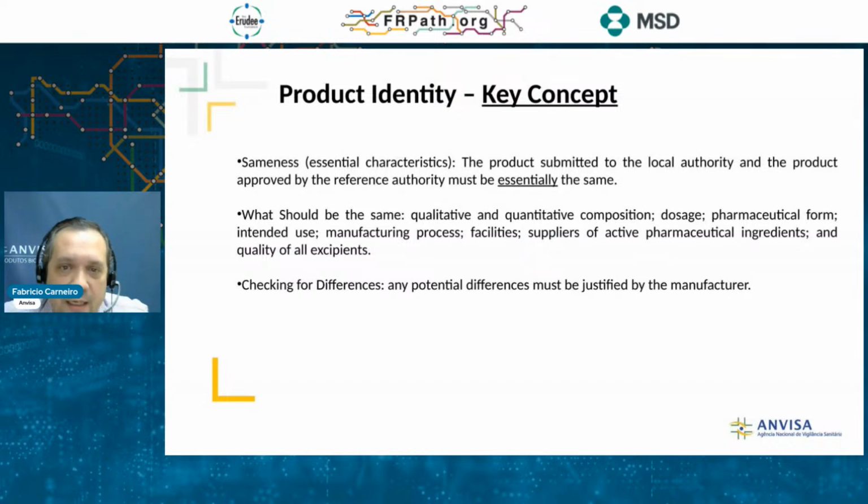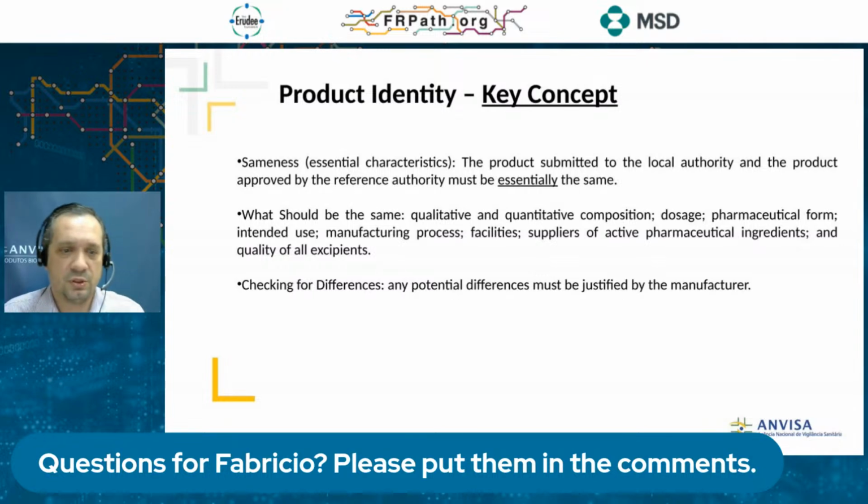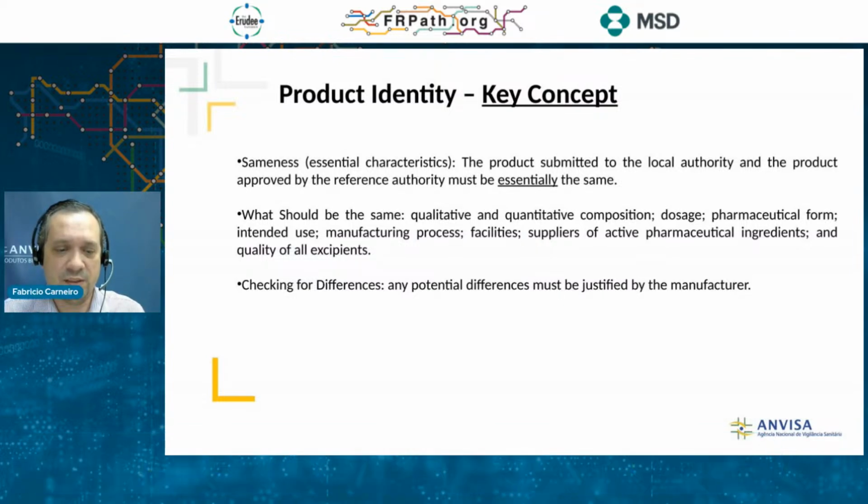But talking about the key components, I think the most important thing is the product identity. So the main thing is to check the sameness, the essential characteristics of the product. The product submitted to the local authority and the product approved by the reference authority must be essentially the same. And we use this word essential because it's not necessary to be exactly the same. Some difference can be accepted.